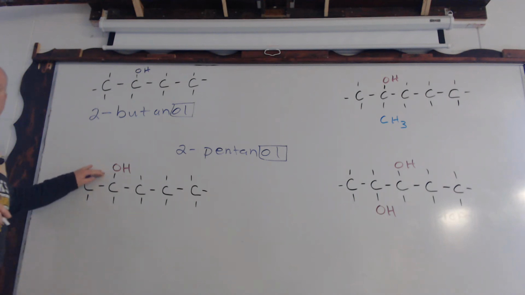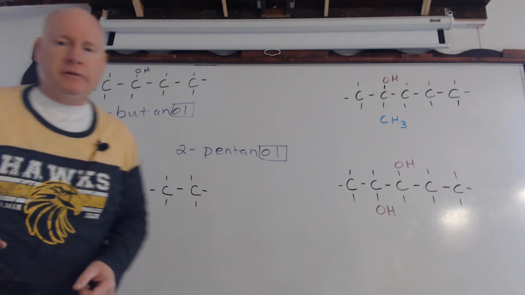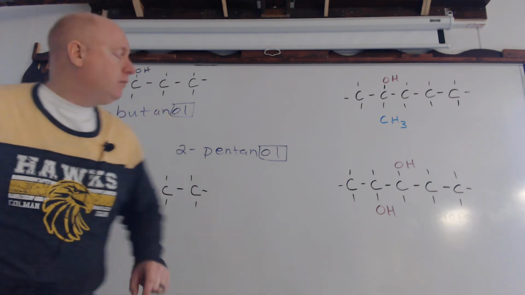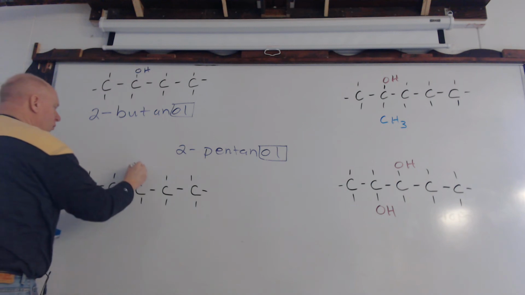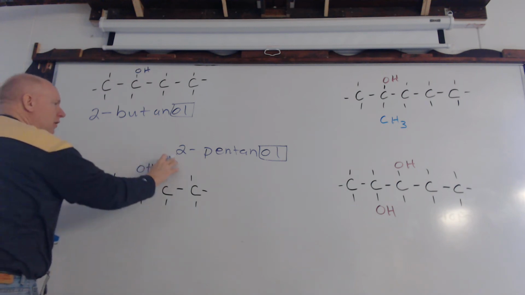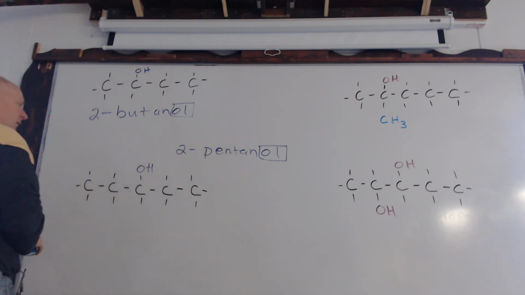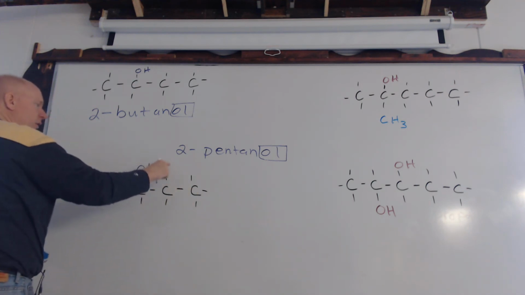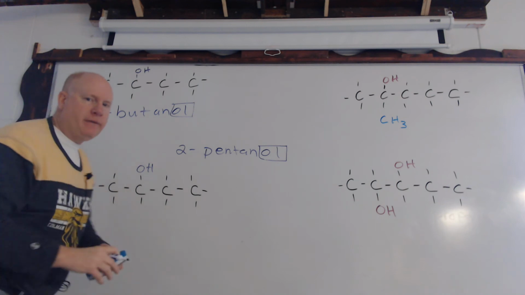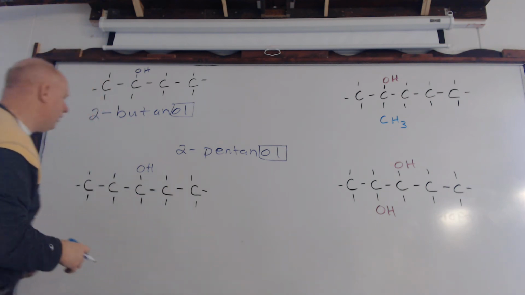So an isomer of this, we could do one of two things. One, we can take this OH group and move it over one. Now we've got 3-pentanol. And notice again, we can't go any further because if we put it on here, we would still have 2-pentanol. You're just coming in from another direction.